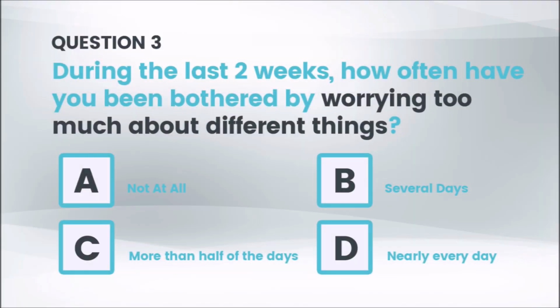Question 3. During the last 2 weeks, how often have you been bothered by worrying too much about different things? A, not at all. B, several days, C, more than half the days, or D, nearly every day.